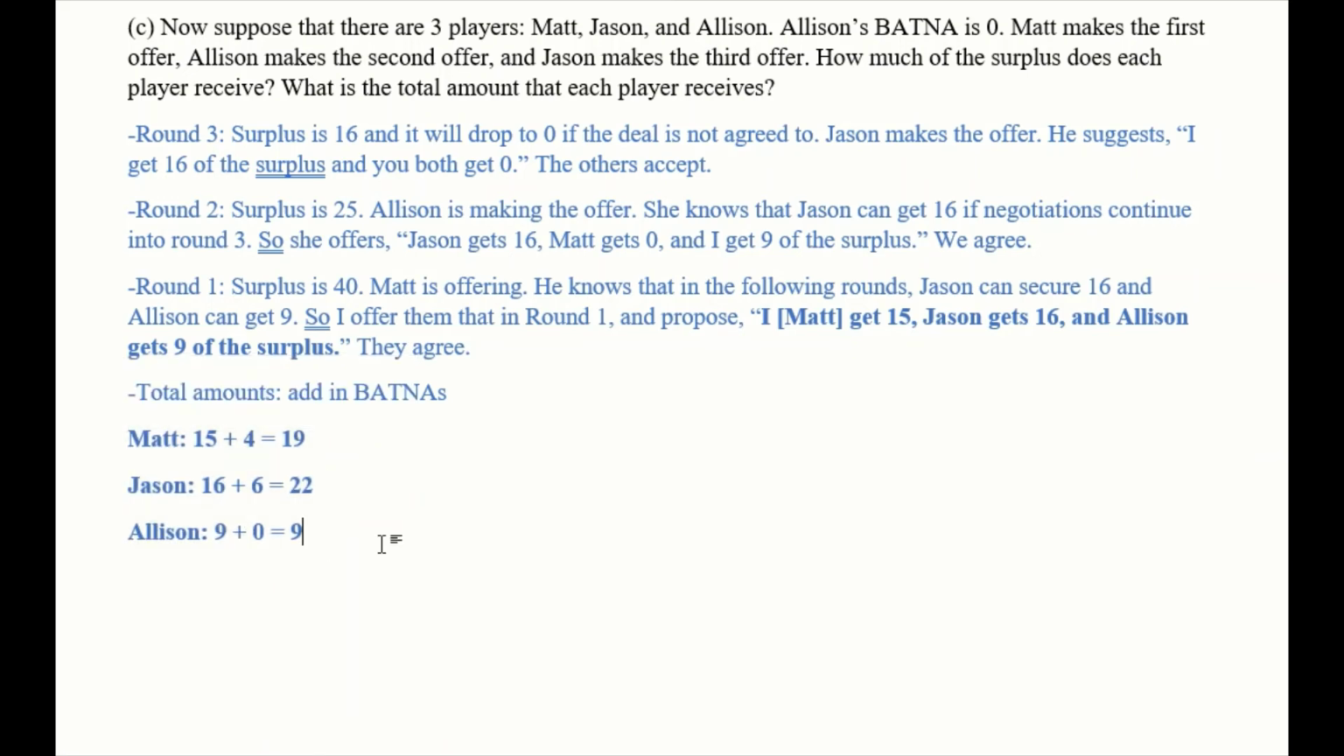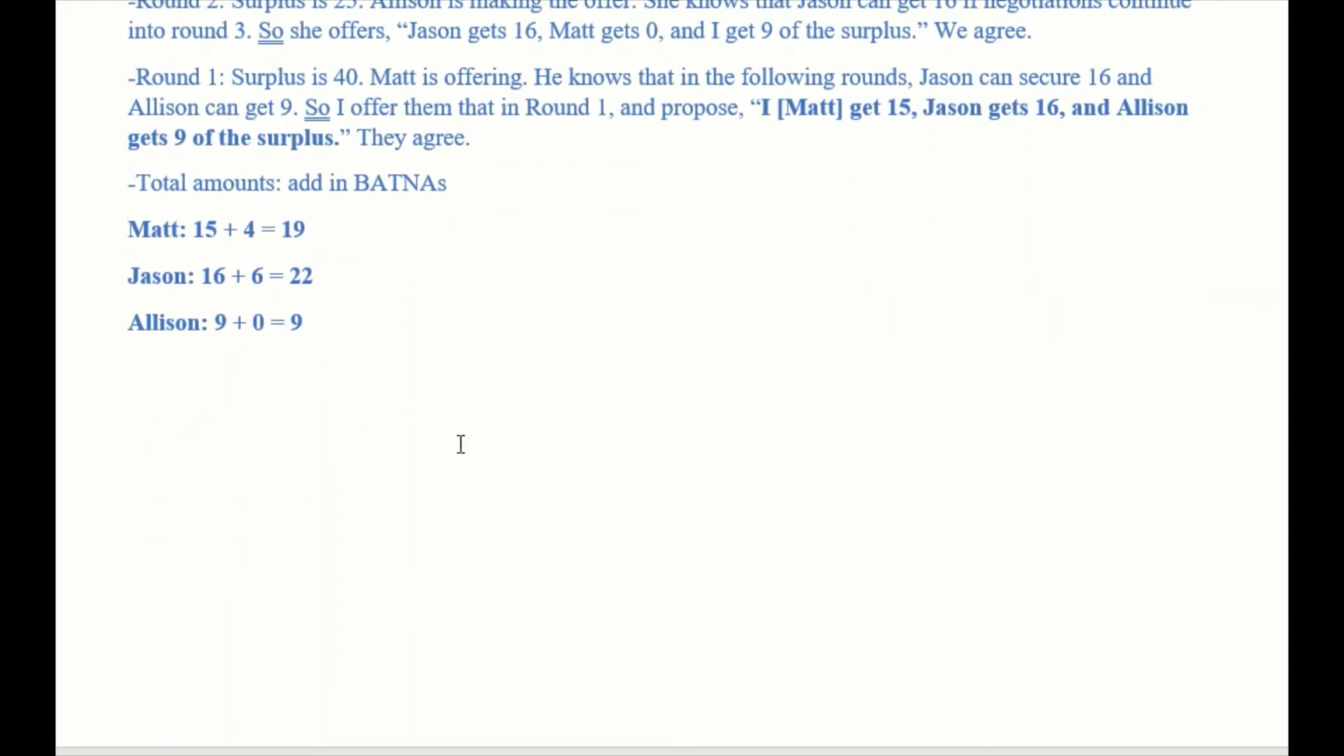So those are the total amounts. Because Allison's BATNA was so low, her outside option was nothing, that weakened her bargaining power and lowered the total amount that she received. That's the intuition for what's going on here.